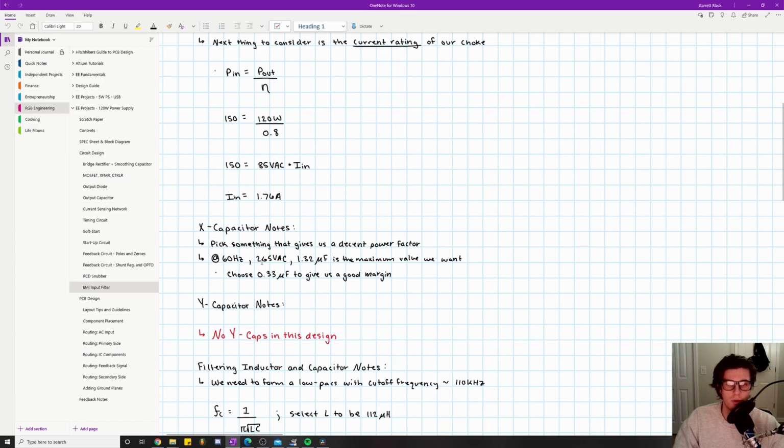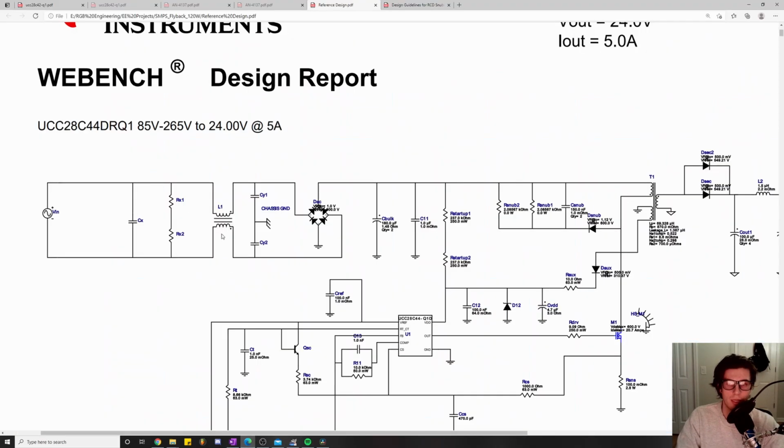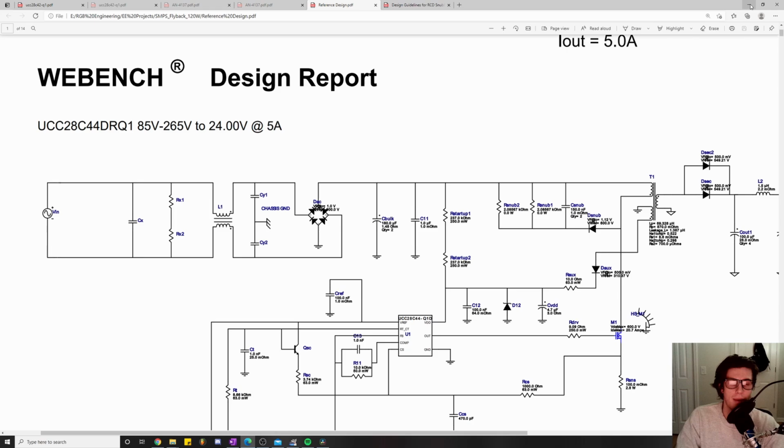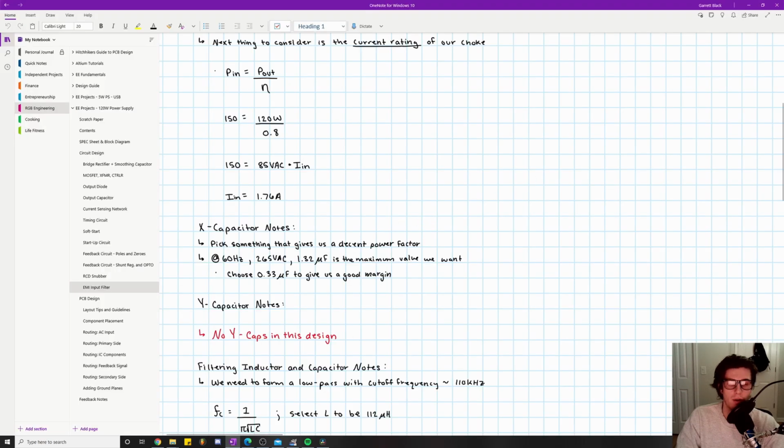At 60 hertz and 265 volts AC, 1.32 microfarads is the maximum value we want. If you want to see how I did this calculation, there's an example in that video linked below. So 1.32 microfarads is the maximum we want, and we're going to pick something like 0.33 microfarads to give us good margin. These are going to be the X capacitors. It's just one X capacitor right here, and this is the thing that's going to have a capacitance of 0.33 microfarads.